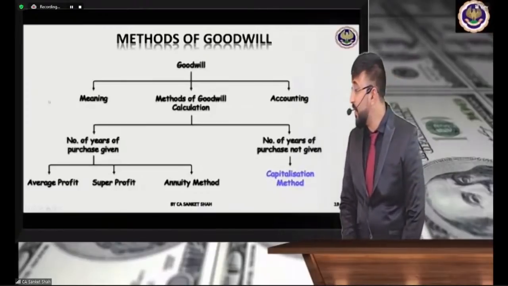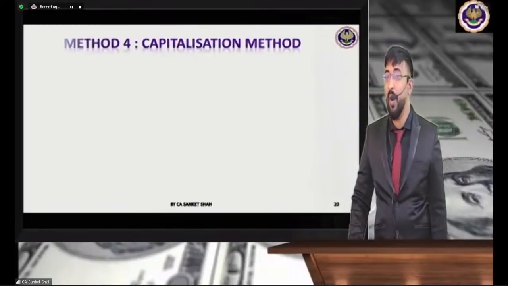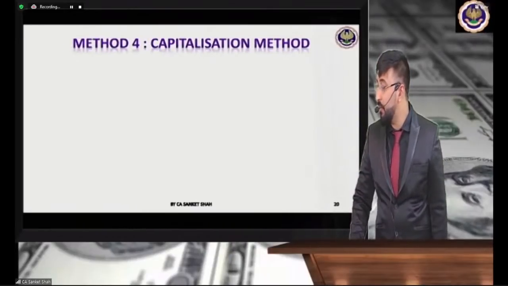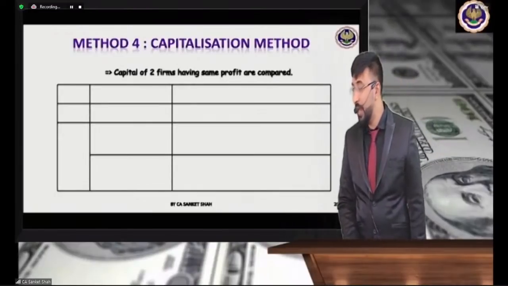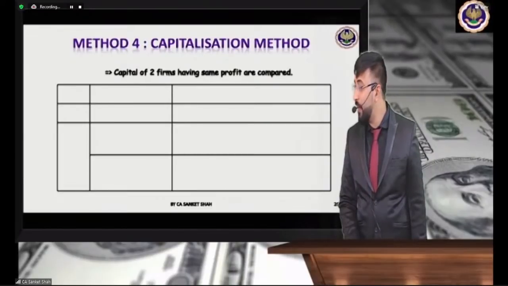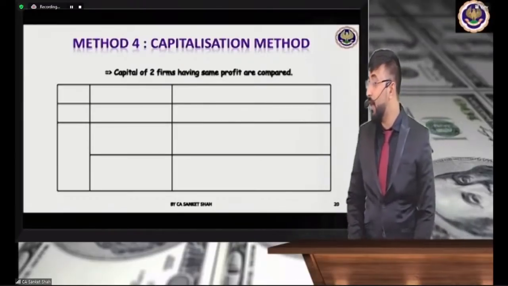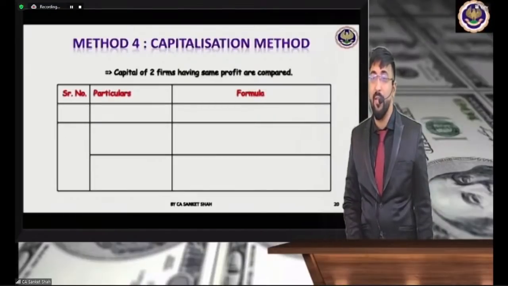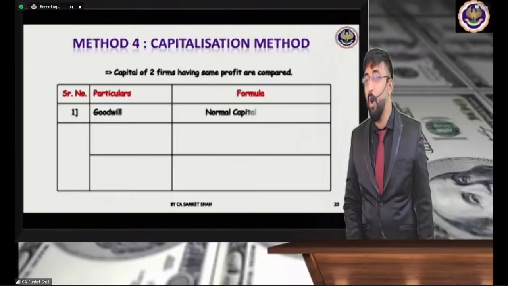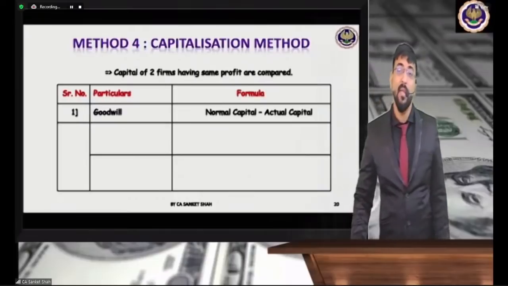Capitalization method. So this is the difference between capital. Capital is different. Okay. So capitalization method means capital is different and what is same? Profit is same. Okay. Capital of two firms having same profit. So this is the difference between my capital and competitor's. Whose capital is greater? Competitor's capital is greater and my capital is less. So competitor capital means normal capital and my capital is actual capital. So formula is very simple. Goodwill is equal to normal capital minus actual capital. Don't multiply by number of years of purchase.